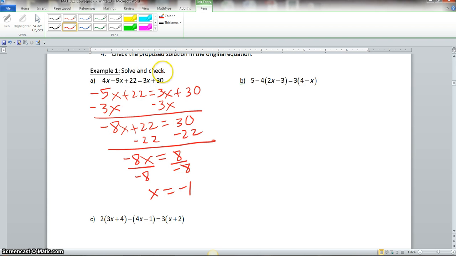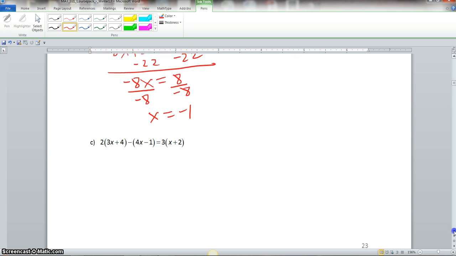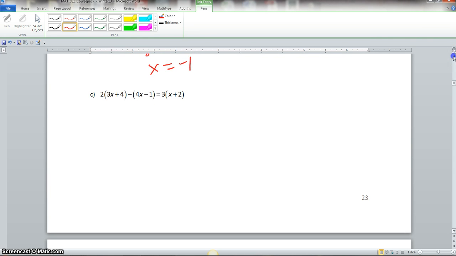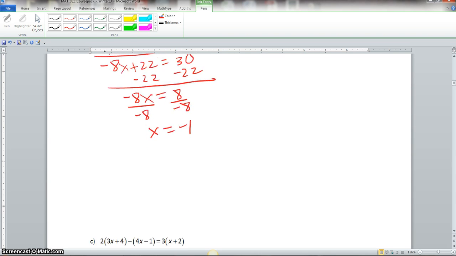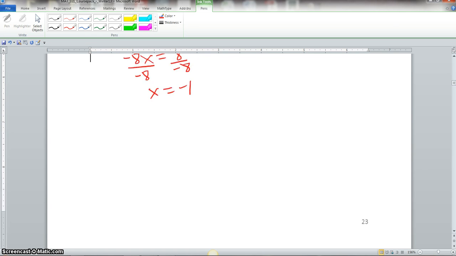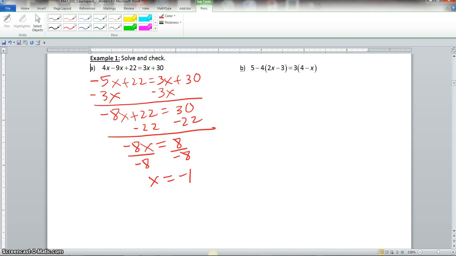Now example 1 tells us to solve and check. So our answer here is negative 1. So we can go off here to the side and substitute in negative 1 for x. Now what I would do is this here. Because we have limited room here, let me scroll down. Or better yet, I am going to push down problem C. So we could check this. All right, that's good. Now we come back up here, and now we could check problem A.